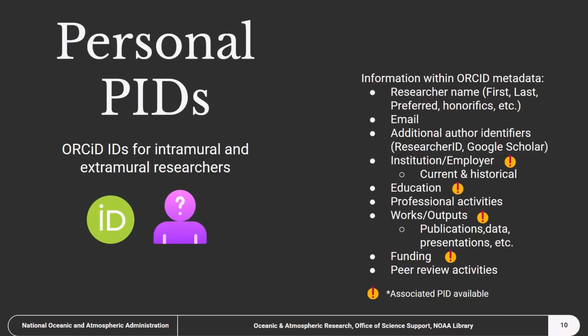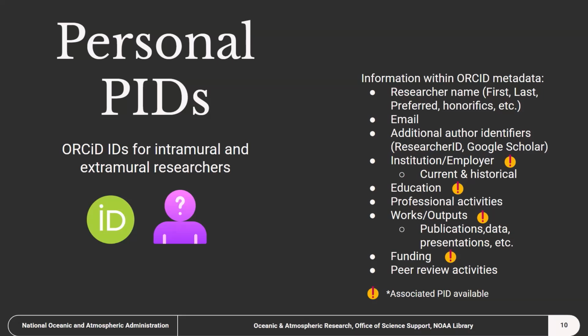The information within ORCID metadata is as we have listed here, right? The researcher name, your preferred, your first, last, any preferred names, honorifics, those sorts of things. You have to have an email. You should have two emails. You should have your work email and you should have a personal email so that you can always ensure you have access, especially if you move institutions. If you only use your NOAA email address and you move to a university, you may lose access to your ORCID because you don't have that backup email. So always put in two emails with your ORCID.